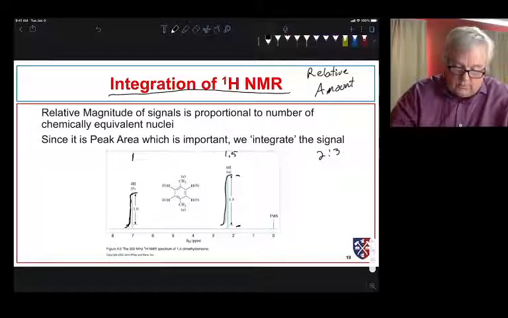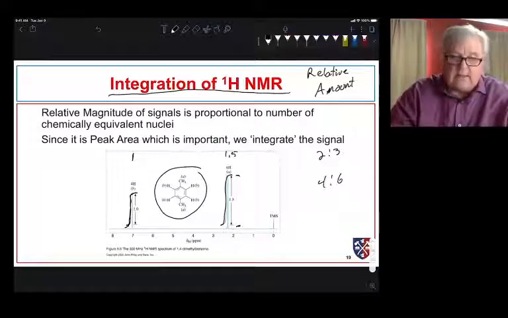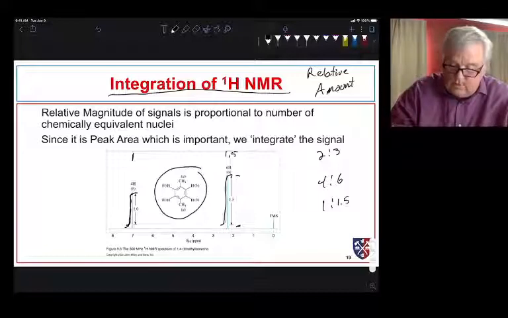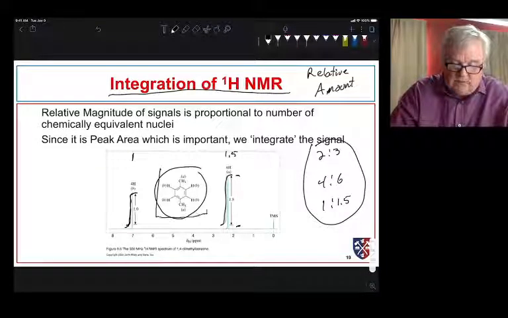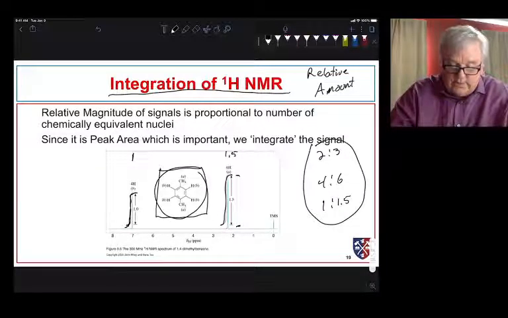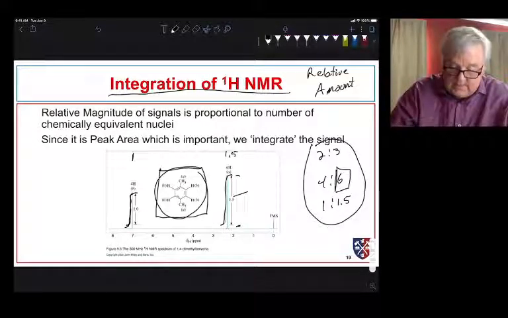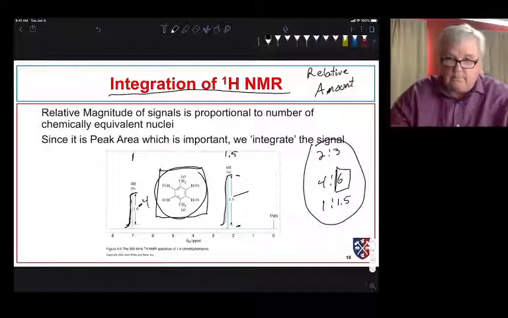The real ratio, this is our chemical compound, is 4 to 6, and the integration ratio is 1 to 1.5. These are all equivalent. But it just so happens that this molecule has 10 protons, 6 of which come from this signal, and 4 of which come from this signal. And we do that by measuring the distance between the top and the bottom of those integration lines.